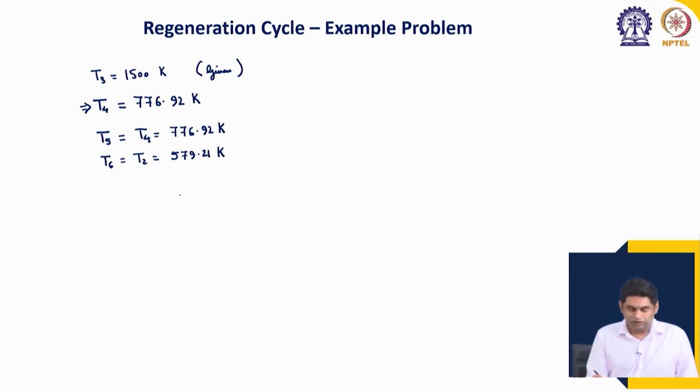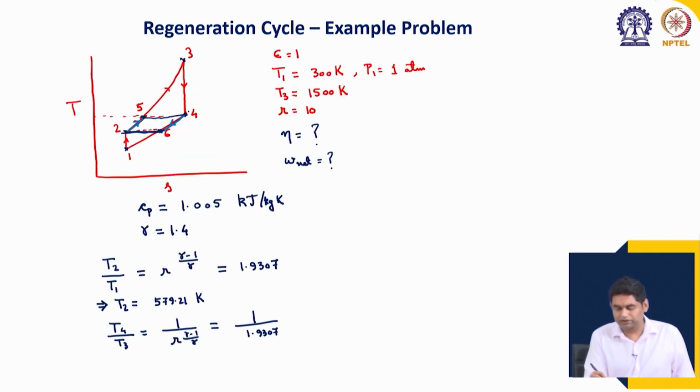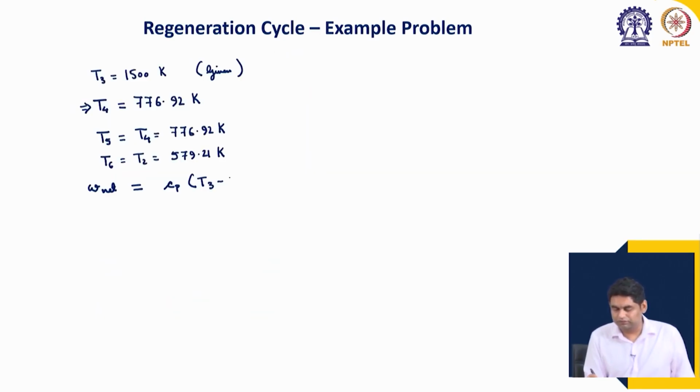So, we can find out the net work output, which will of course be the same. Let us write for the sake of completeness what should be the case. So, Cp into T3 minus T4, remember what this is, minus Cp into T2 minus T1. We already know all the temperature values, we will replace and you will get a value of 446.08 kilojoule per kg.